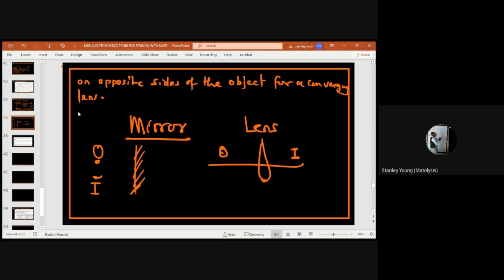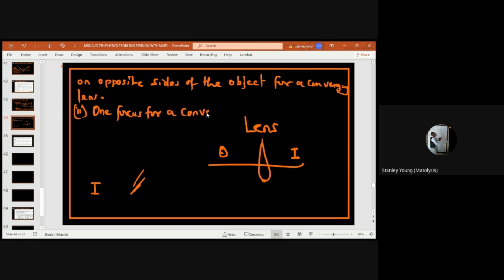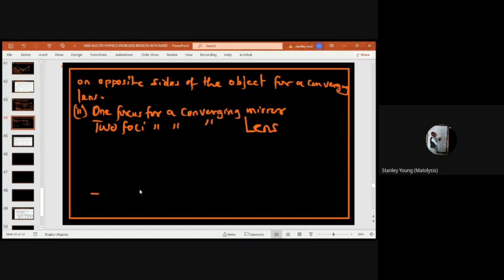And another difference is that for a converging mirror, we have just one focus, while for lenses, we have two foci. One focus for a converging mirror, two foci for a converging lens. All right.